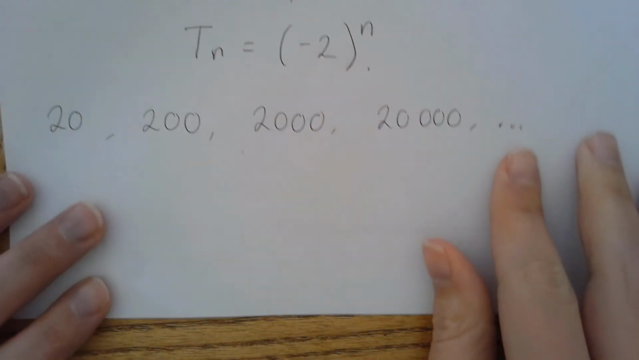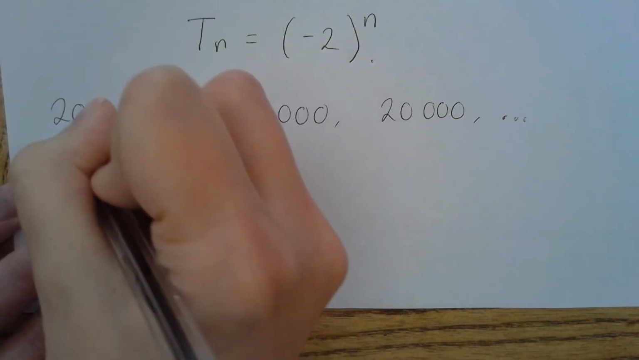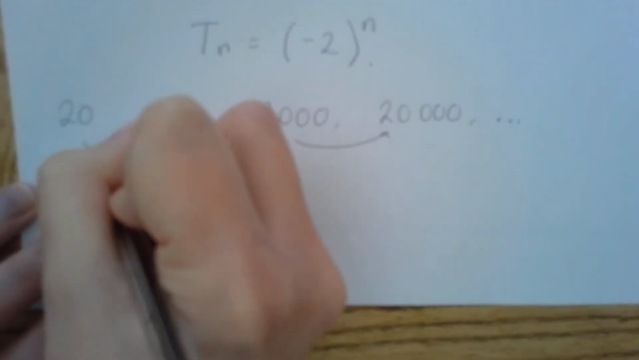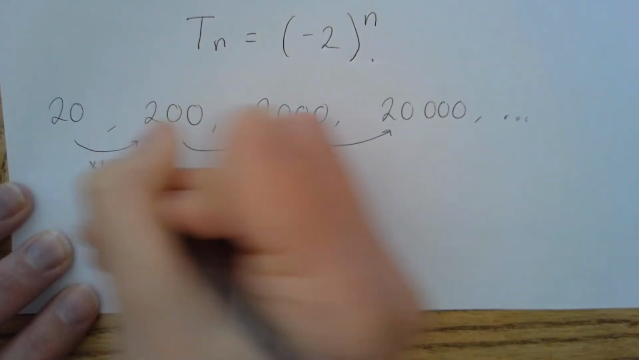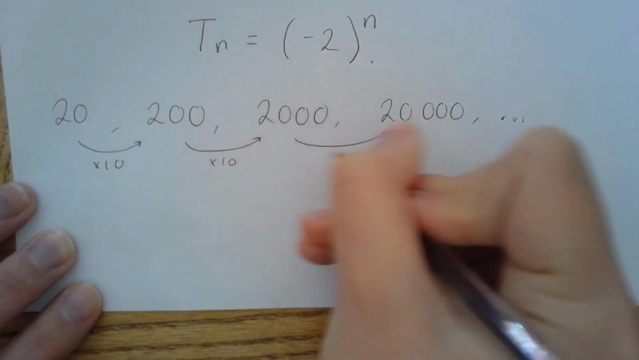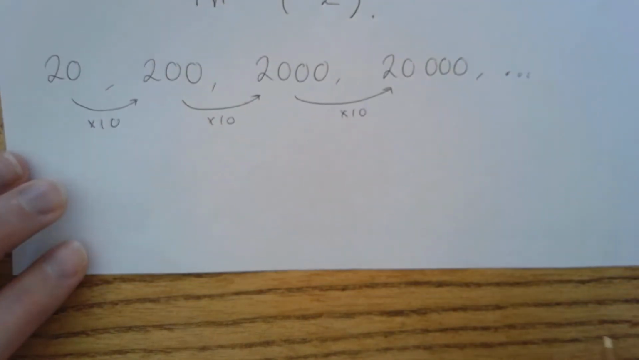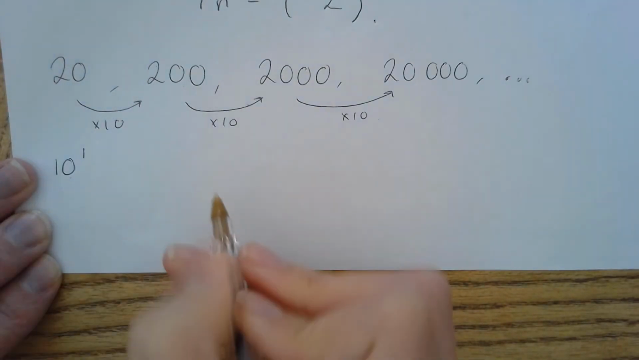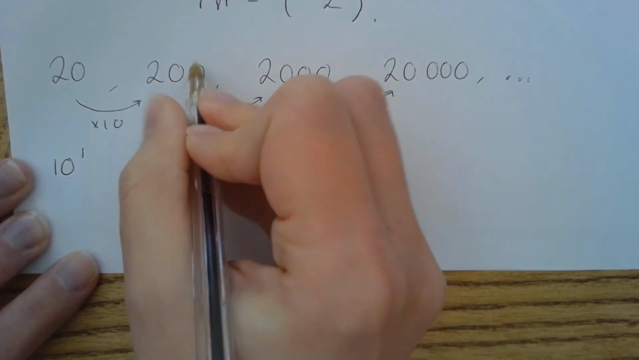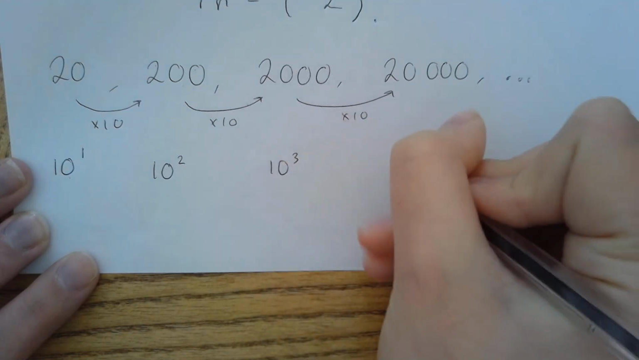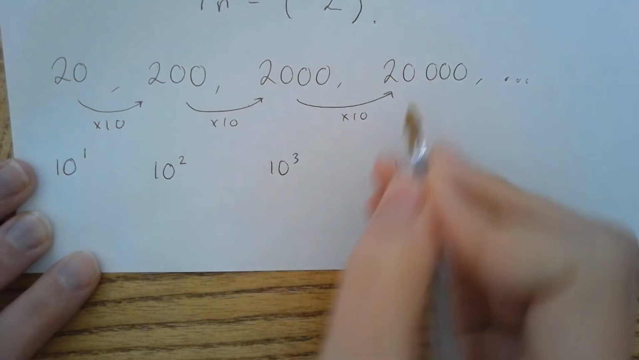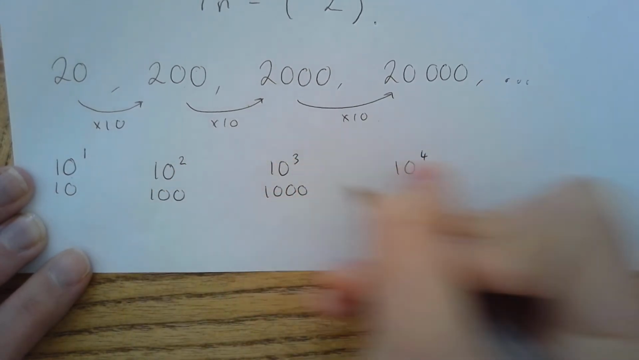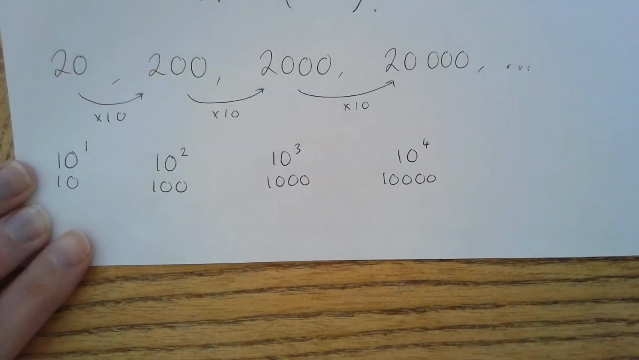Now let's have a look at this last one to finish it off. We think about how we get from one term to the next. We times by 10 from 20 to 200, 200 to 2000, times by 10, times by 10. So actually, 10 to the power of 1 is not 20, 10 to the power of 2 is not 200, and 10 to the power of 3 and 10 to the power of 4 are not the same. That's equal to 10, 100, 1000, and 10,000.